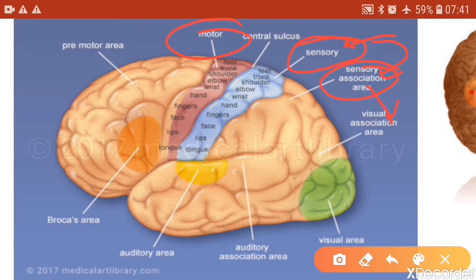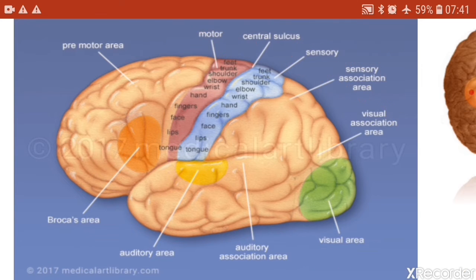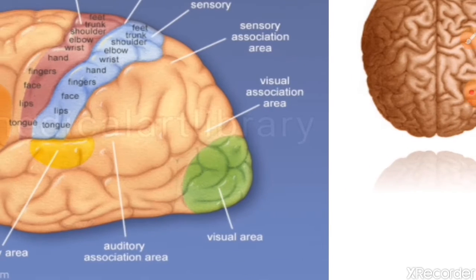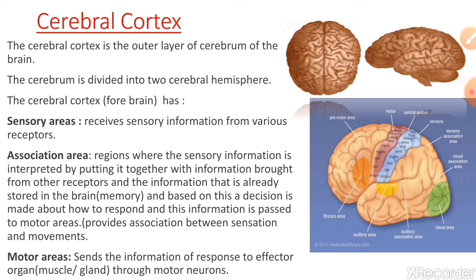That response is then passed to the motor area, which has the motor neurons. The dendrite tips of the motor neurons pick up the message of response and then take it to the effector organs. So the forebrain or the cerebral cortex has sensory areas, association centers, and motor areas.